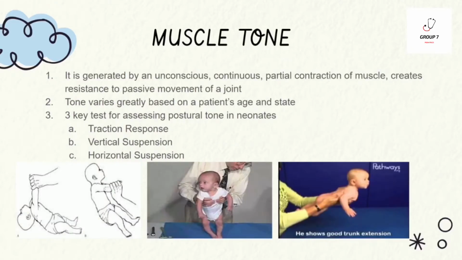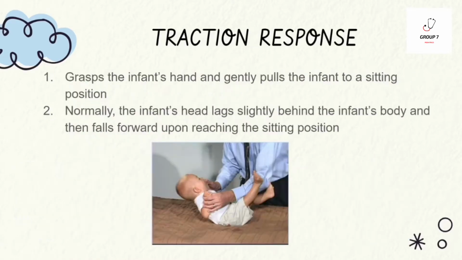Muscle tone is generated by an unconscious, continuous, partial contraction of muscle, and creates resistance to passive movement of a joint. Tone varies greatly based on a patient's age and state. There are 3 key tests for assessing postural tone in neonates: traction response, vertical suspension, and horizontal suspension. For traction response, grasp the infant's hand and gently pull the infant to a sitting position. Normally, the infant's head lags slightly behind the infant's body and then falls forward upon reaching the sitting position.